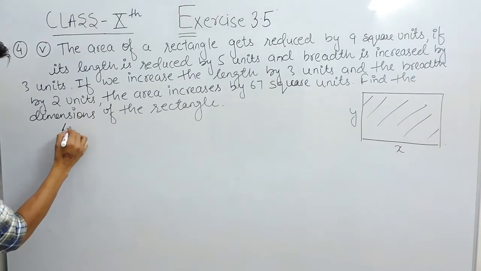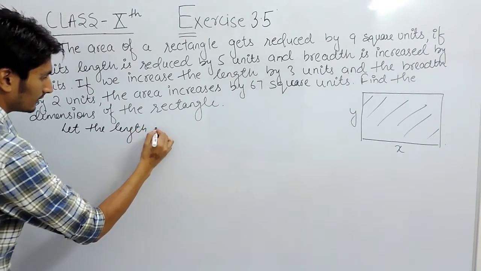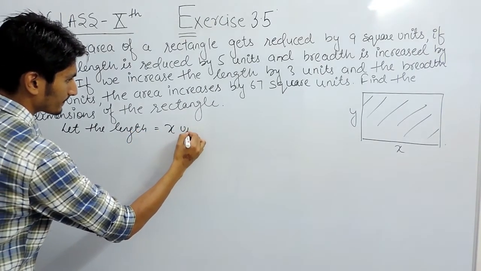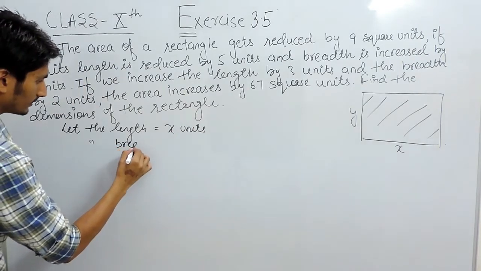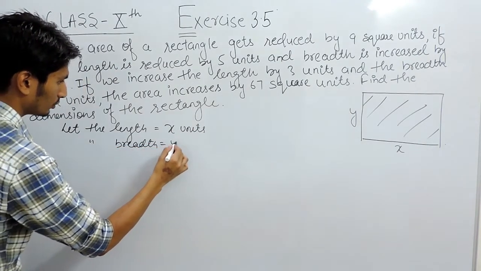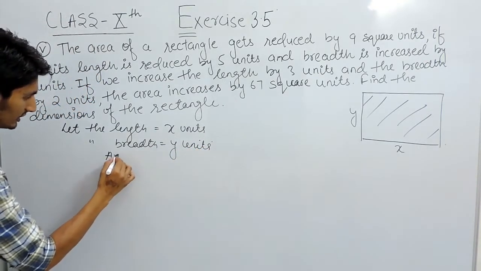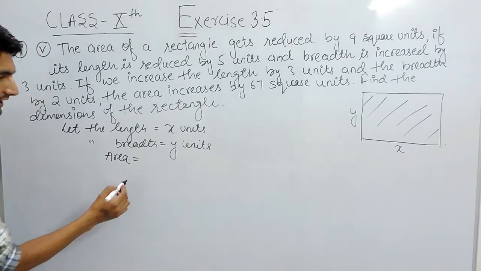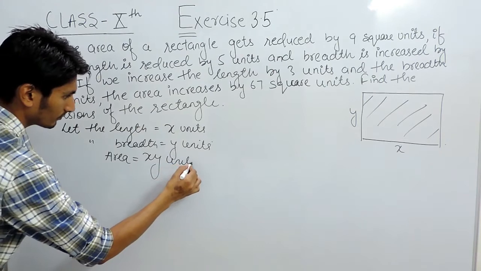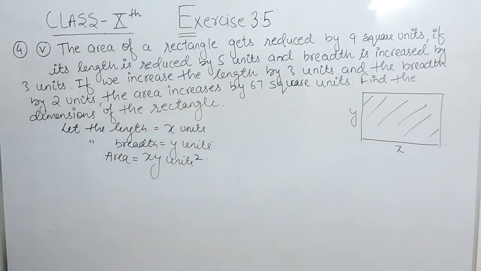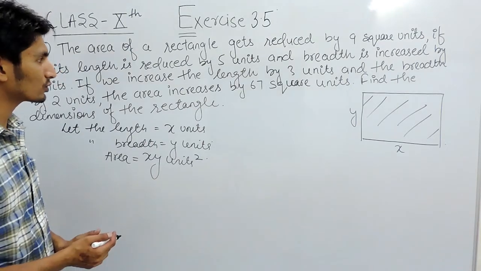So we are supposing let the length be equals to x units and the breadth be equals to y units. So obviously the initial area, or you can say the original area of a rectangle is length into breadth, so the area should be x into y units square.